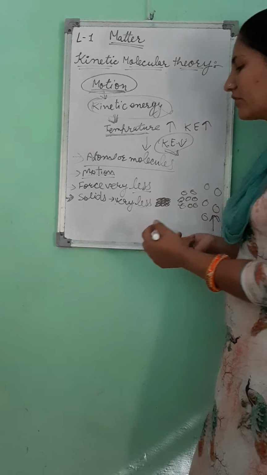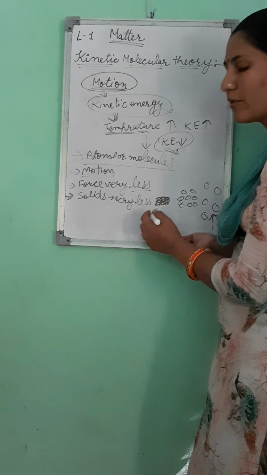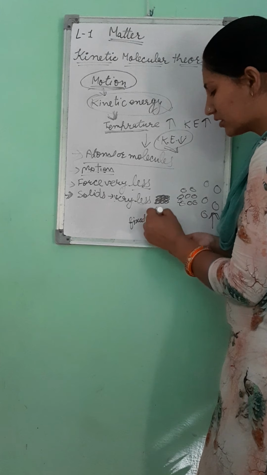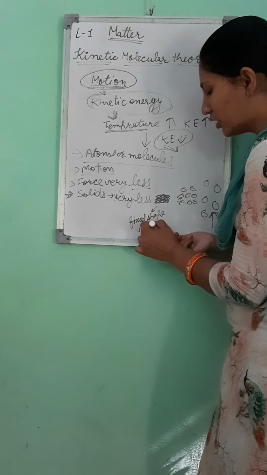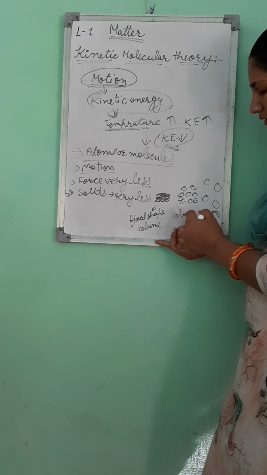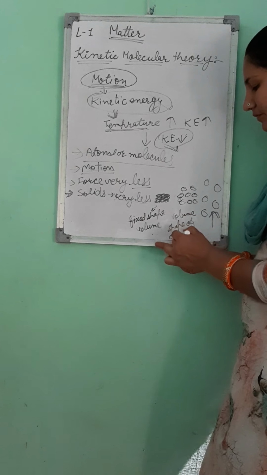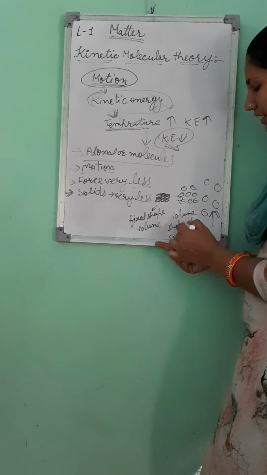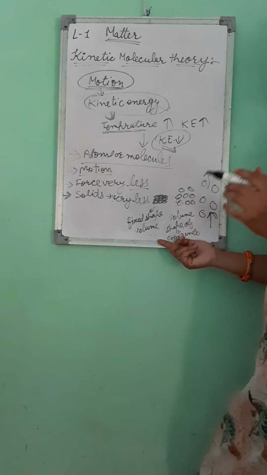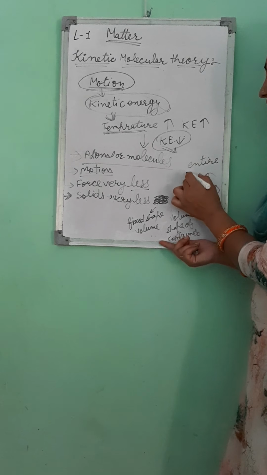Okay. Second, solid particles are tightly packed, which means they have a fixed shape, fixed volume, etc. But liquids have a fixed volume but take the shape of their container. Gases have no fixed volume and no fixed shape, which means they take up the entire space of the container.